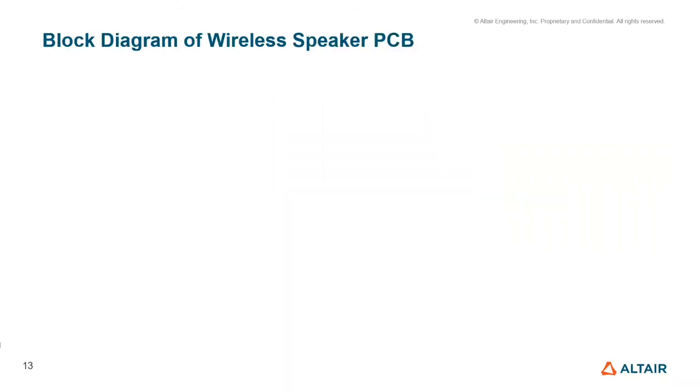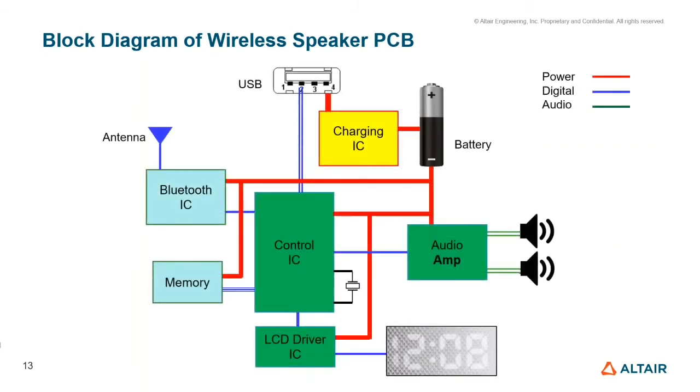Well, here is a block diagram considering some of the essential components of a wireless speaker. For connectivity, we have the Bluetooth IC, we have the charging IC for battery charging and power management, the LCD driver to operate the LCD and display important details on the screen, the audio amplifier, of course, which holds the responsibility for converting the electrical streams into an audio output, and the controller IC, which governs the synchronization and proper functioning of all the components previously mentioned.